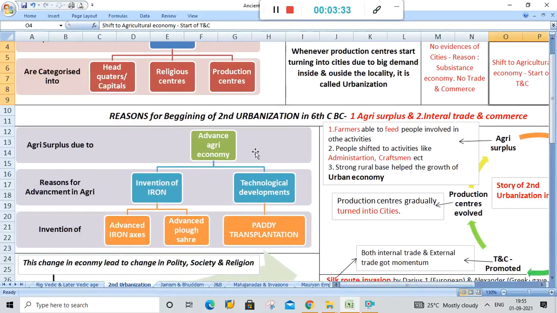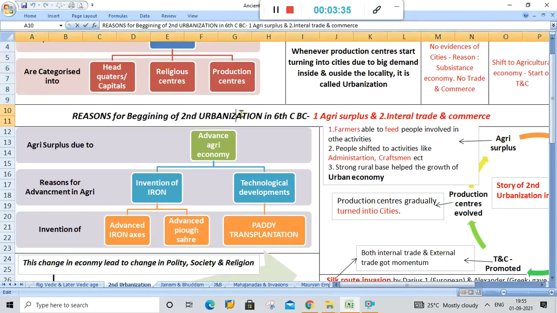Now, what are the reasons for the beginning of the second urbanization? We'll study that also in very detail. The two major important reasons for the second urbanization in the 6th century BC are, one, agricultural surplus, and second, internal trade and commerce.